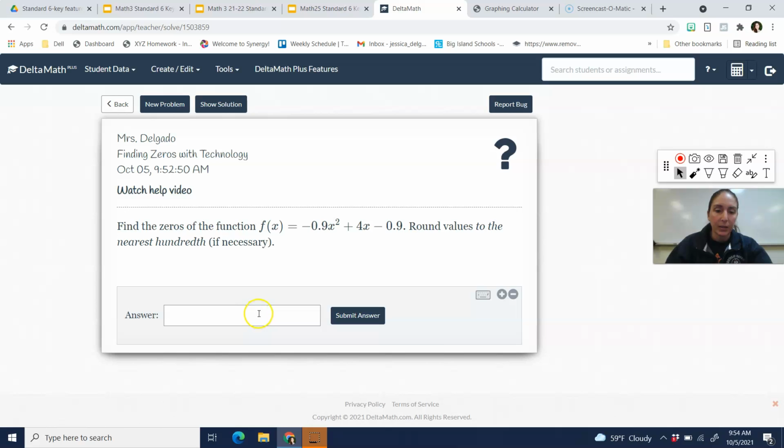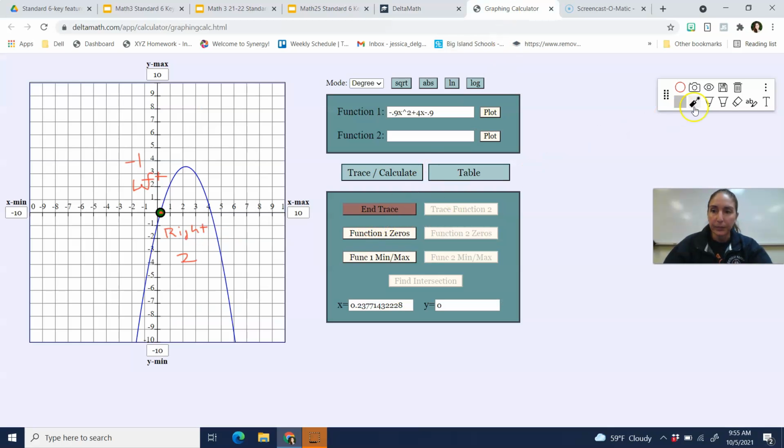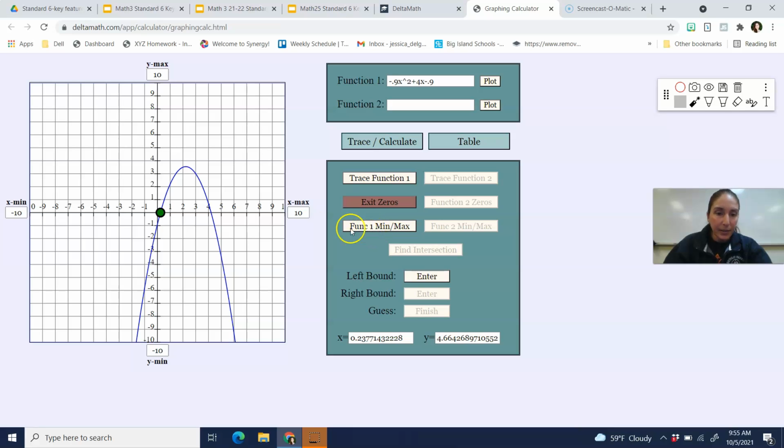0.2377. We're going again to the nearest hundredth, which is second decimal place. 1, 2. So check the next guy. It's a 7, which means we're going to round up. So that's 0.24. There's another one that we have to find. So function 1 zeros again.